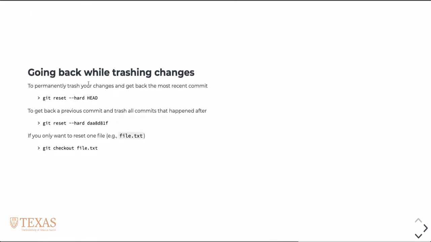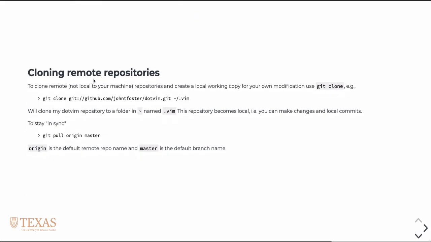So that we just discussed, git reset. If you want to clone remote repositories, for example from GitHub, and we'll have an example of that soon, then you would type git clone and follow it with the URL to the remote repository.